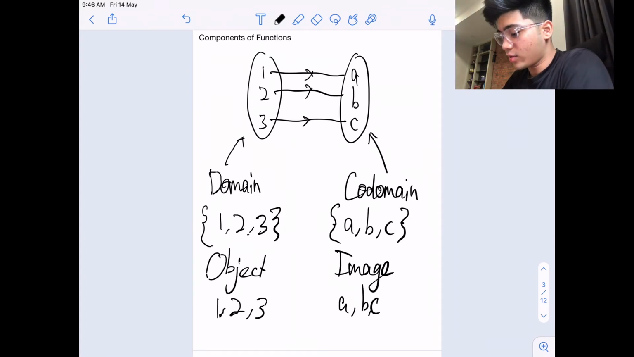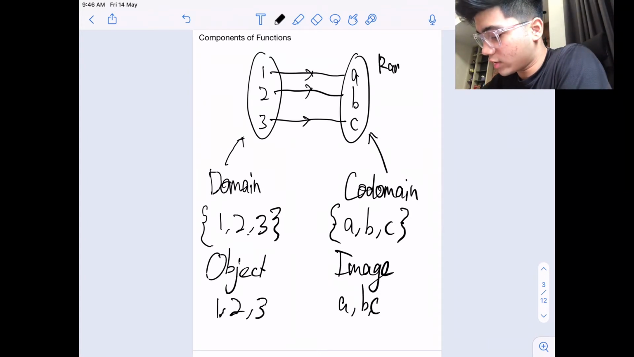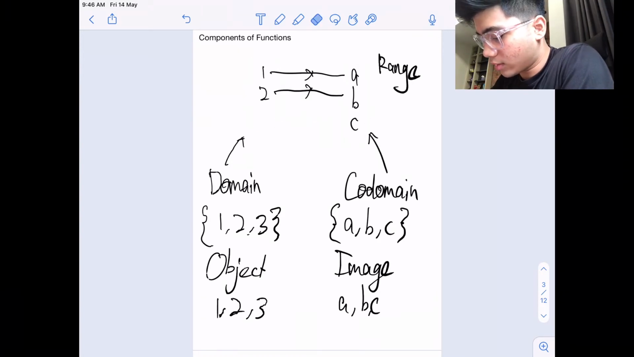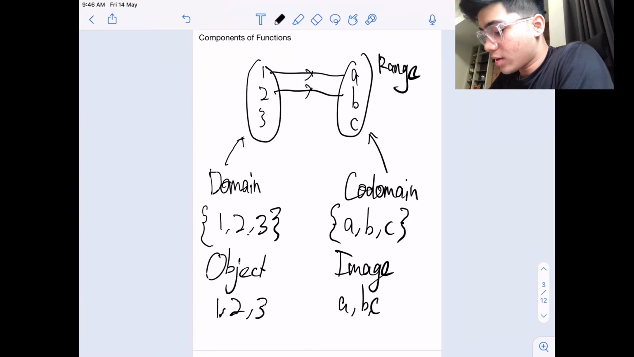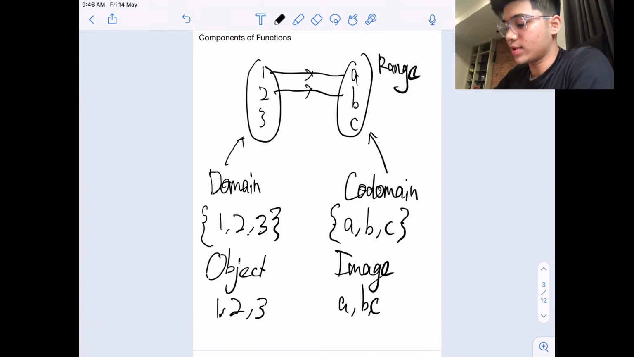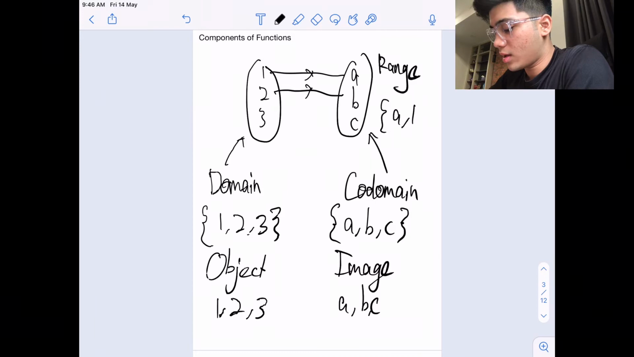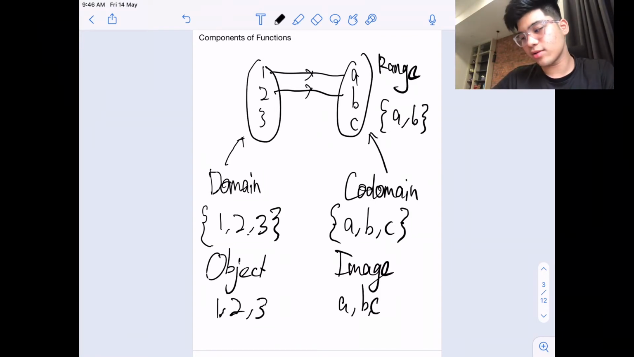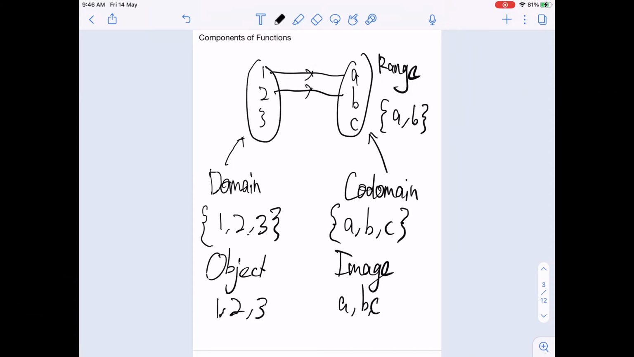But then you have something called range. So let's imagine I erase this arrow right here. Okay? Basically, range refers to whatever is the image in the object. So in this case, it would be A and B. So whatever has an arrow going to it is a range. Whatever doesn't have an arrow going to it is not a range. But the range is basically the image.